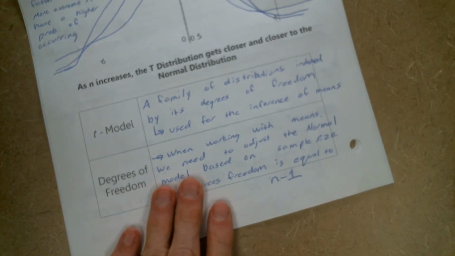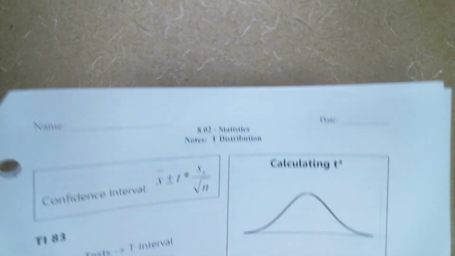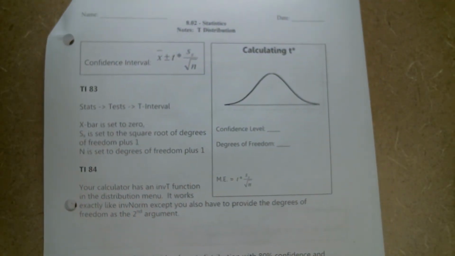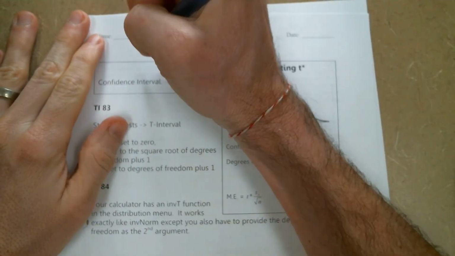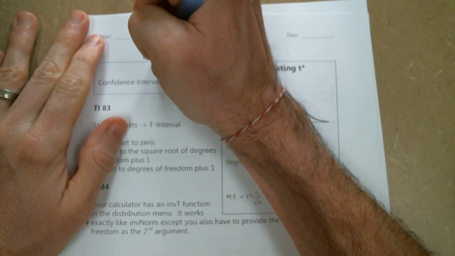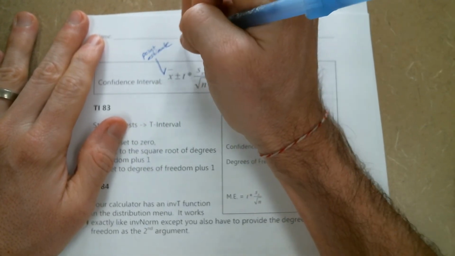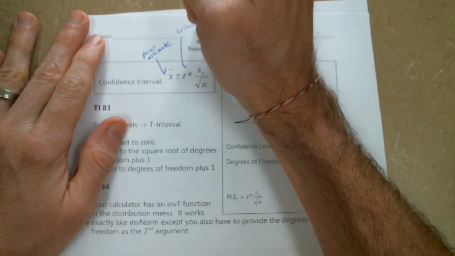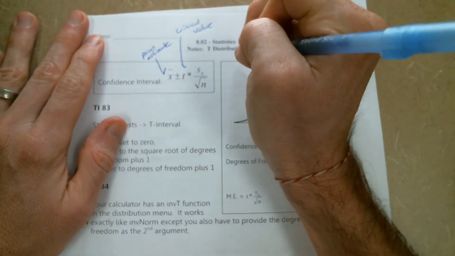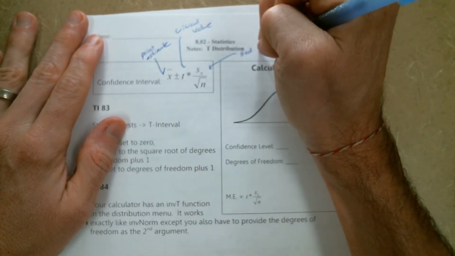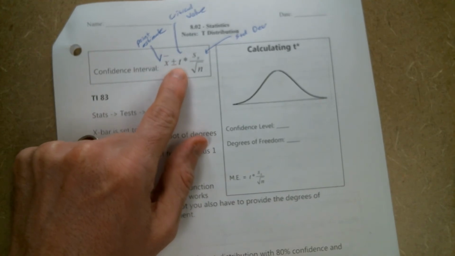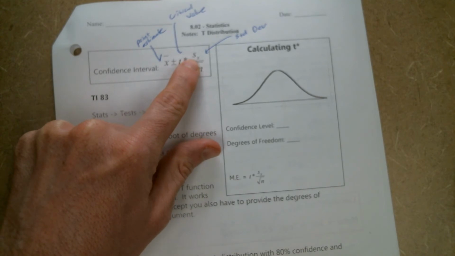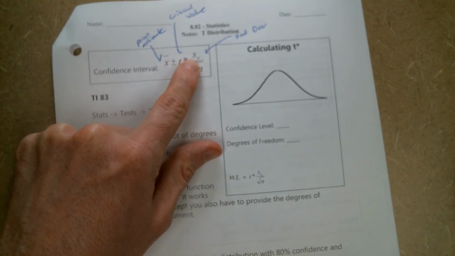All right. Now, let's see how we actually create confidence intervals with this. So it's still the same general formula. We still have our point estimate. We still have a critical value. And we still have a standard deviation. So what's different? Well, we've traded out z star for t star because it's going to be a t-distribution. And we've traded out the population standard deviation for a sample standard deviation.